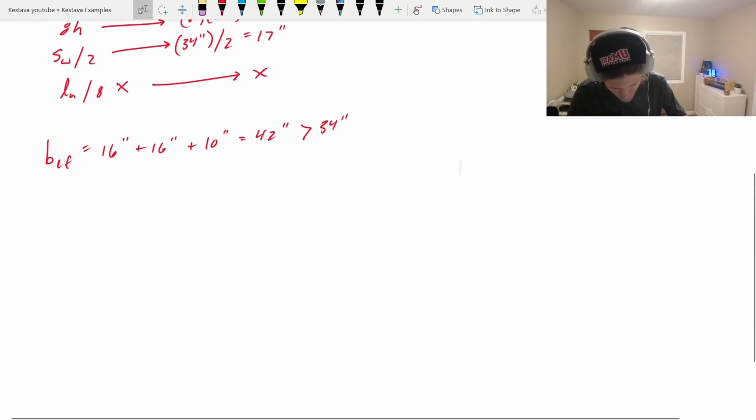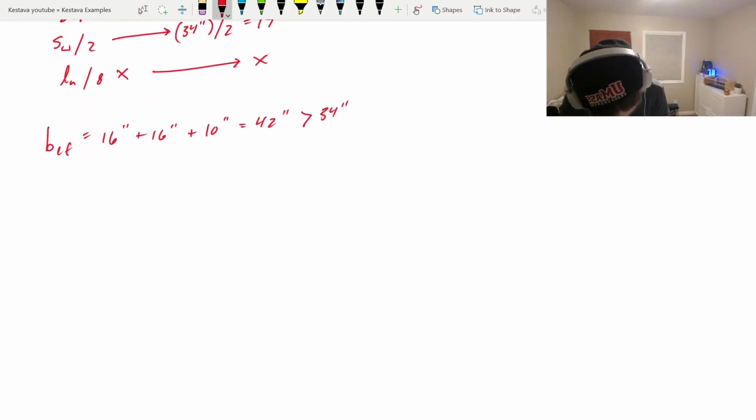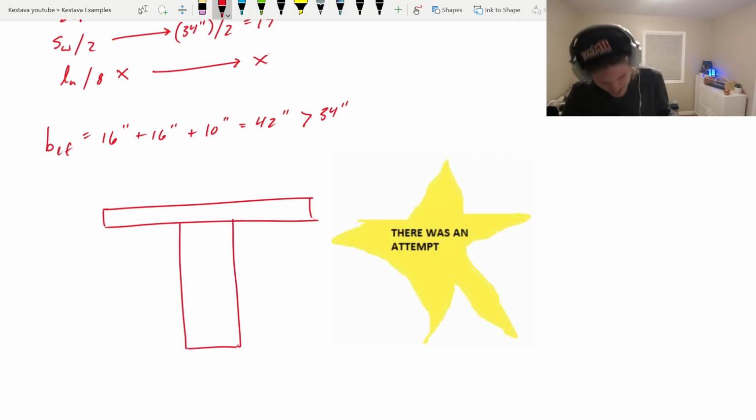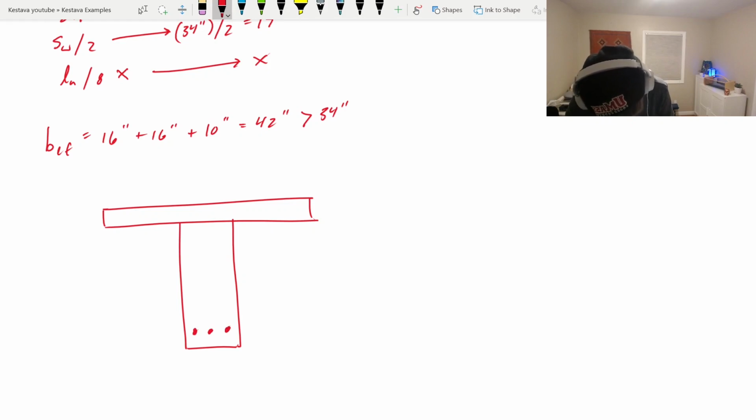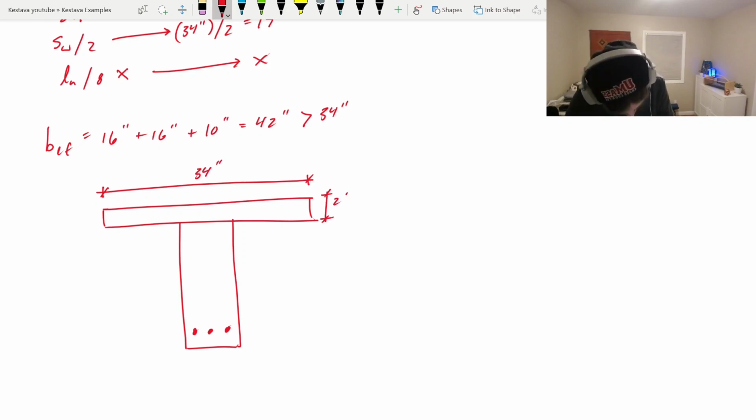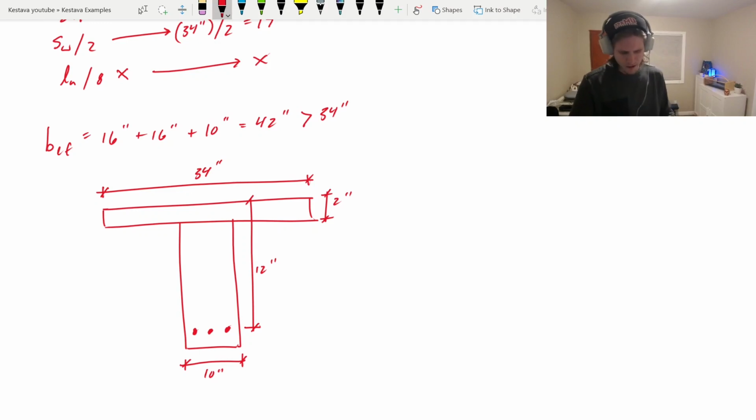So effectively, we got this going on. Hopefully I draw it well enough. We got this guy going on. Not to scale, okay? Get our rebar in there, beautiful rebar. And we have that dimension is 34 inches, and we get to use all of that. 2 inches, 10 inches, we know that's 12 inches. All right, there we go.